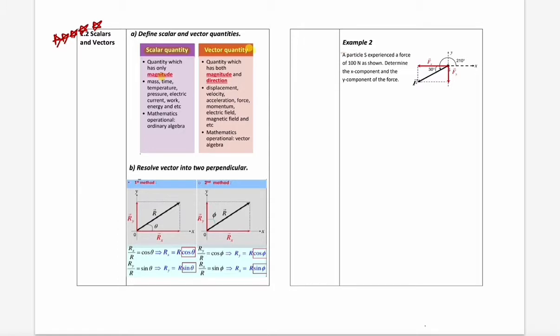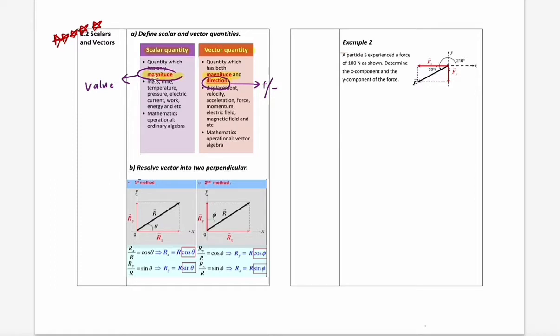So what is a scalar quantity? Scalar quantity only has magnitude, whereas a vector quantity has magnitude and direction. So what do they mean? When they say magnitude, magnitude refers to a value, whereas direction could be in the positive direction or in the negative direction. So when it's a scalar quantity, it only has value.